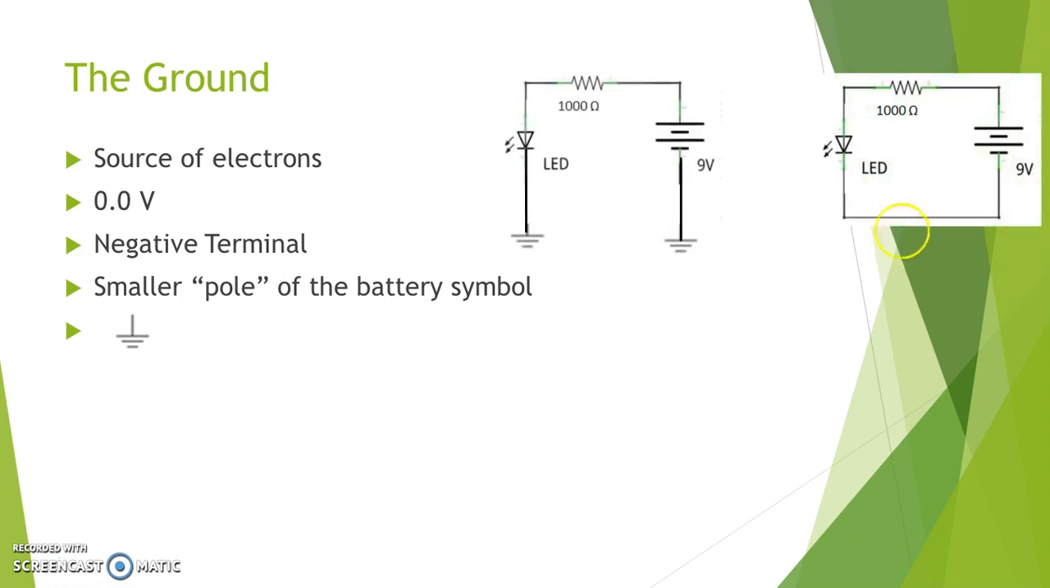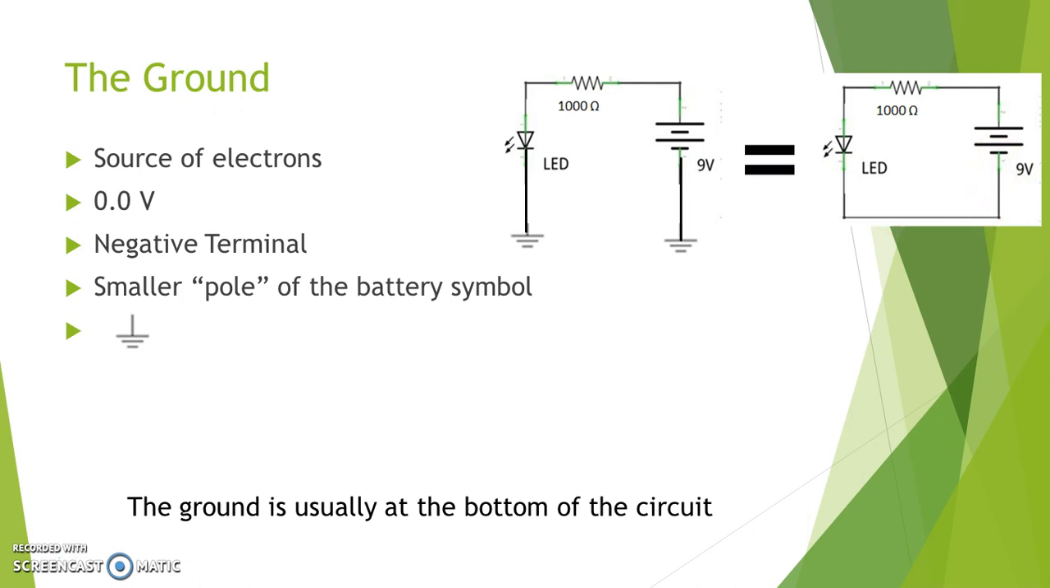So these, it's interesting to note, are totally equivalent circuit diagrams. So we have both of these going to ground. That's perfectly appropriate. And it's the same thing as if we had the LED shown connected into the battery. And usually by convention, the ground's at the bottom of the circuit.